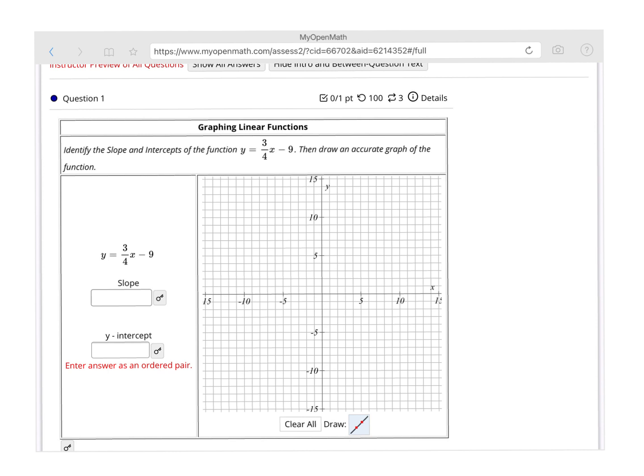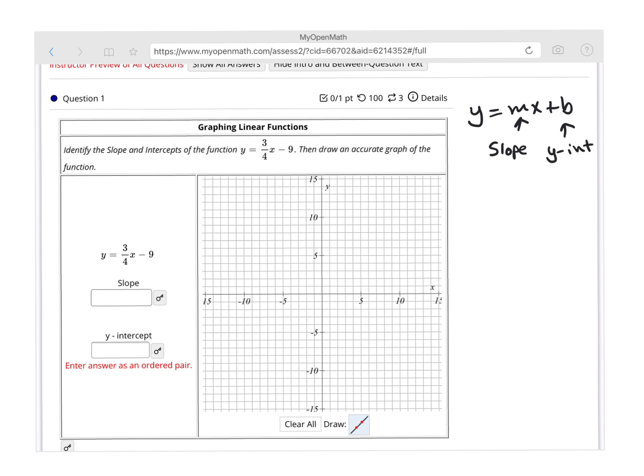Specifically, we're going to look at equations in the slope-intercept form. And what is the slope-intercept form? Well, that's just where we have y equals mx plus b, where we say that m is the slope of the line and b is the y-intercept.